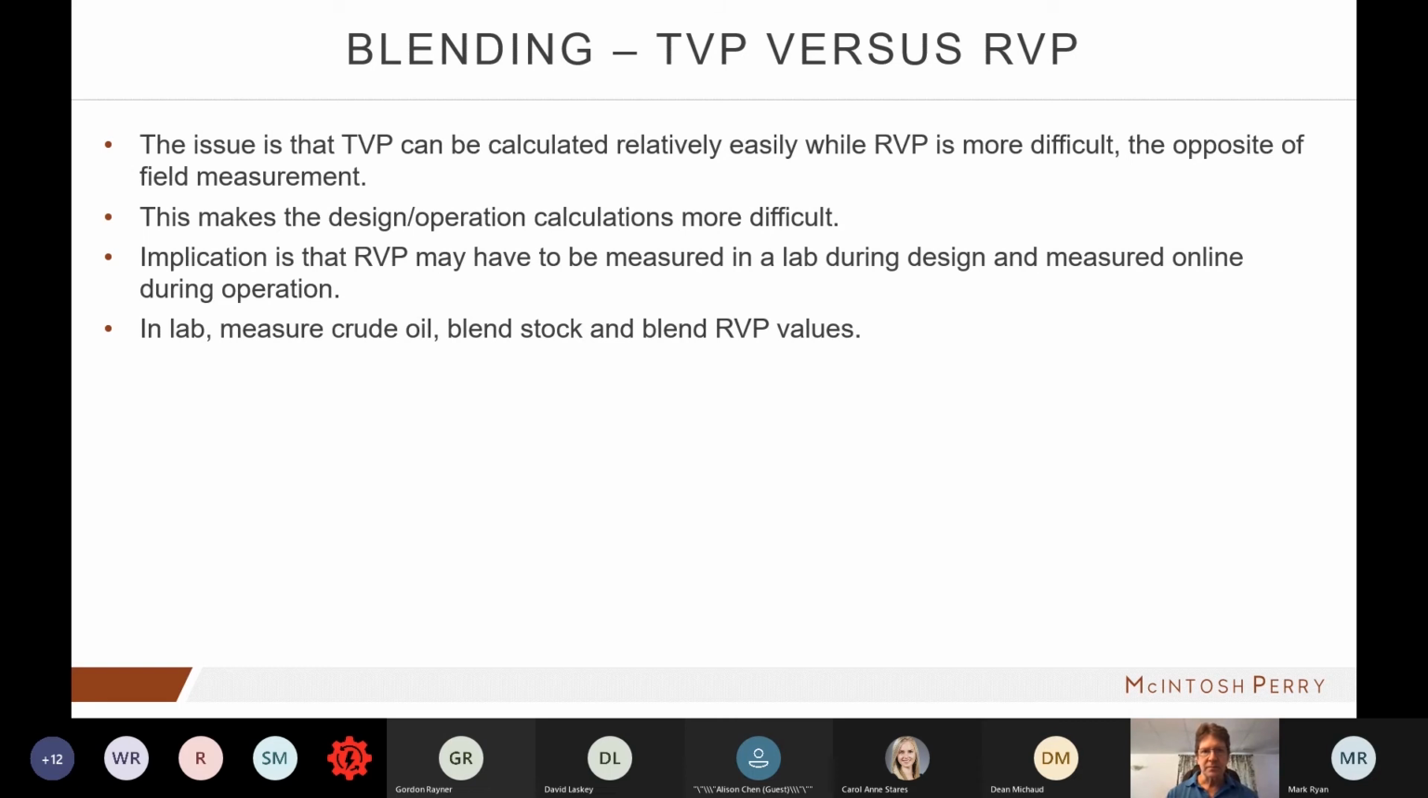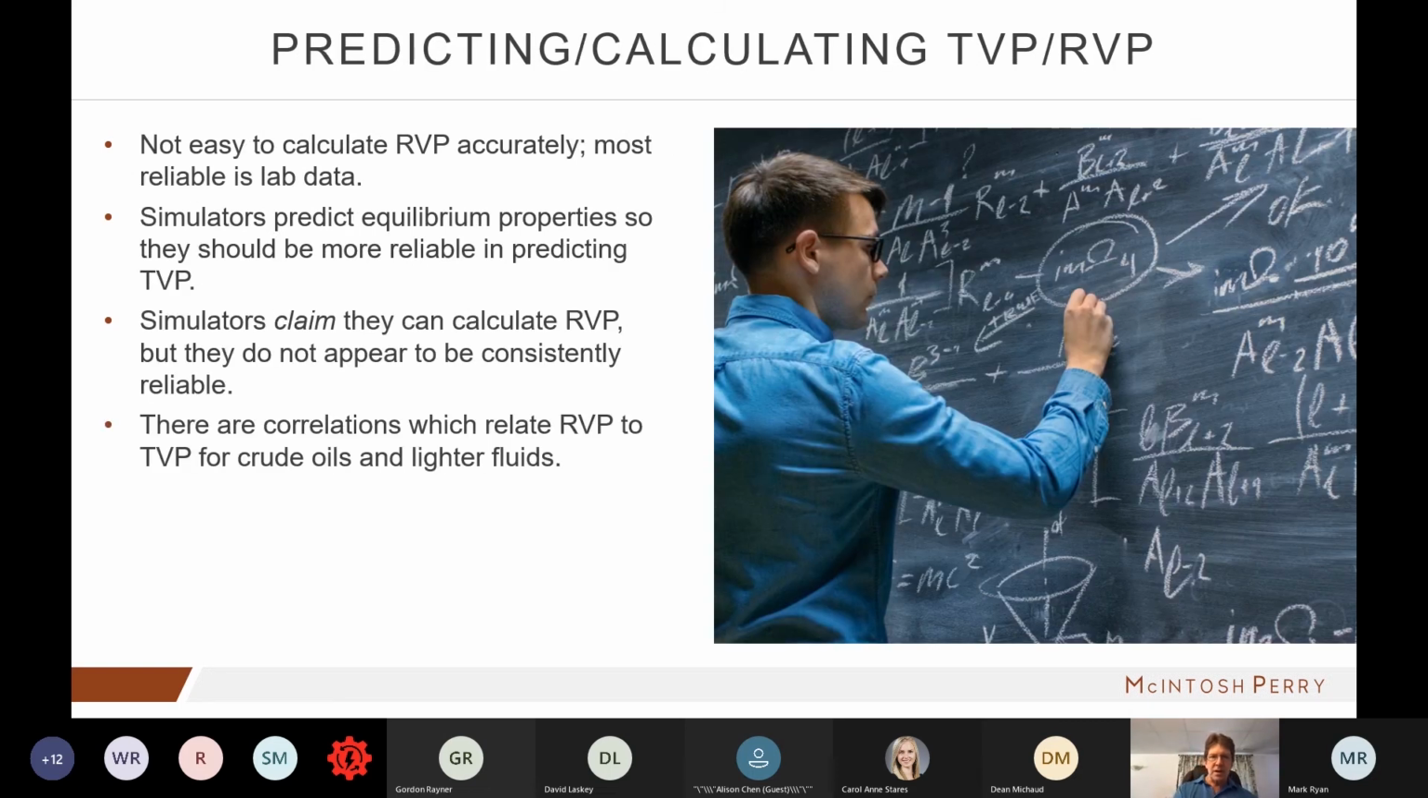So again, saying the same thing, it's not that easy to calculate RVP accurately, or at least consistently accurately. The most reliable thing you can do is get it measured in the laboratory. Simulations can predict equilibrium properties, so really, if you think about it, a simulator would be better at predicting TVP. And I mentioned this earlier, simulators claim they can calculate RVP, which again, it's not an equilibrium property, it's an ASTM procedure, but they can't really do it reliably.